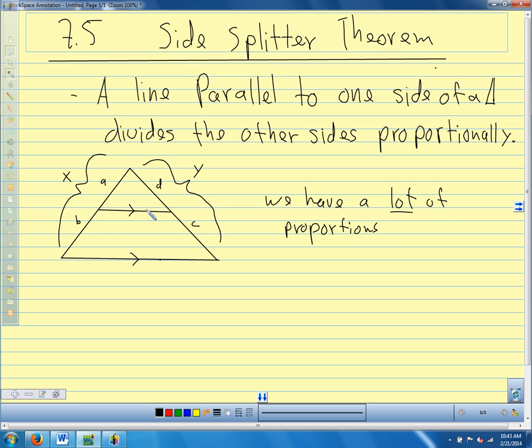So when we have one segment parallel to the other side of the triangle, we can write a whole lot of proportions. I'm not going to write all the possibilities, just a few to show you some of the possibilities we can work with here. So I could say A over B, this piece to this piece, is the same ratio as those same pieces on the other side, equals D over C. So top to bottom, top to bottom. I could say A over X, this small piece to the whole side, equals this small piece to the whole side on the other side, D over Y.